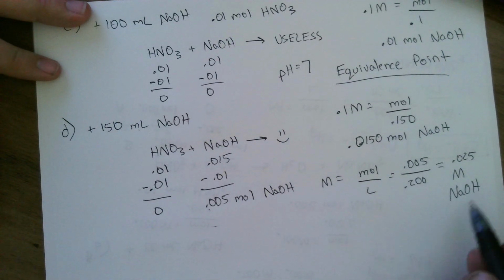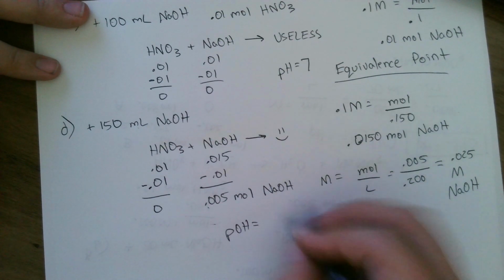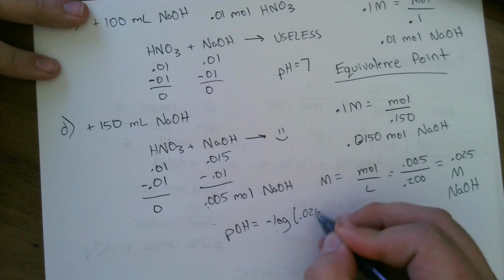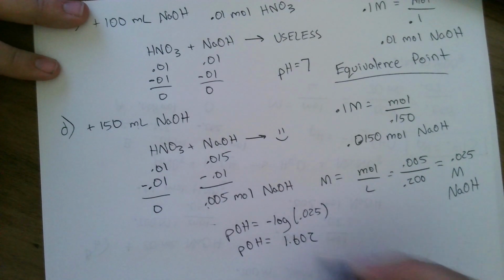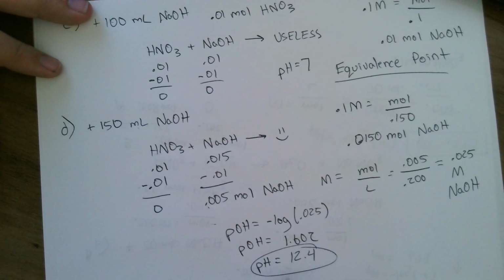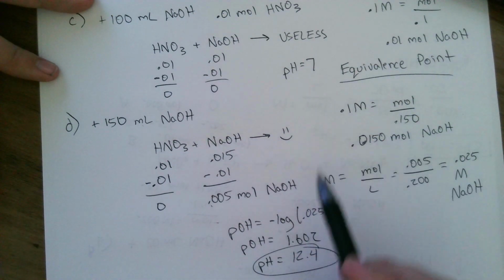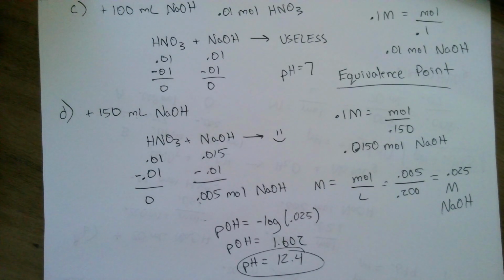To find the pH of that, it is a strong base. I can find the pOH. It's the negative log of that concentration. The pOH equals 1.602, which means the pH, if I subtract that from 14, it's just 12.4. pH has spiked a lot at this point. So the pH went from really low to 7 to 12.4. The pH curve will look something like this.